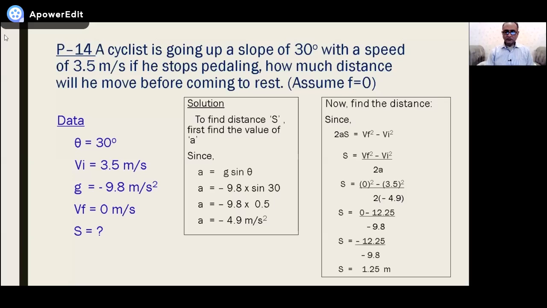So we have found that he just covered 1.25 meter before coming to rest. I hope you have understood.